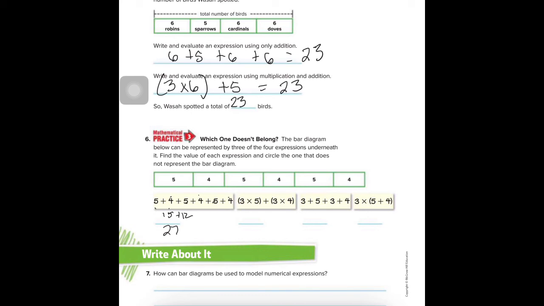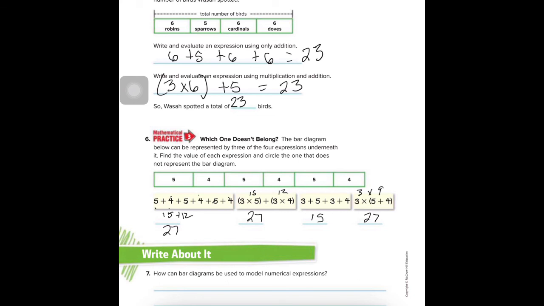Okay, now this next one, oh yeah, 3 times 5 is 15. 3 times 4 is 12. Oh, that looks like the same. That's going to be 27. Okay, the third grouping. 3 plus 5 is 8, 9, 10, 11, 12, 13, 14, 15. This one's only 15. Unusual. Okay, last grouping. In the parentheses, we do that first. So we have 5 plus 4 is 9 times 3 is 27.